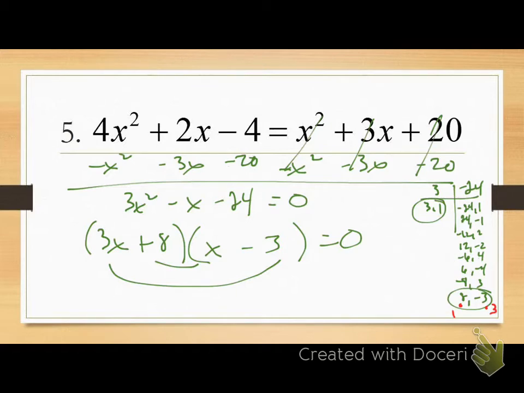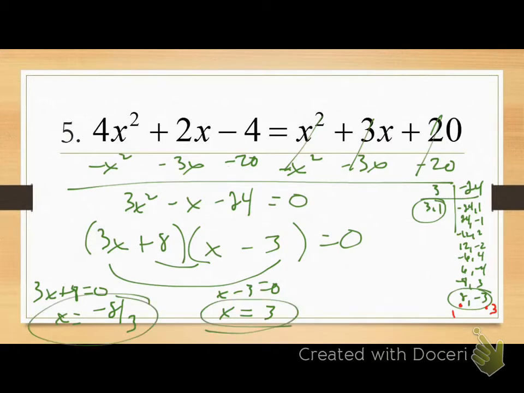Now, our zero product property says that one of these factors has to be equal to 0. So we set them equal to 0 and go solve. Subtract 8, divide by 3. Should get us negative 8/3 and 3 as our two solutions. Okay, so not a lot more complicated. Just, again, make sure that the equation is equal to 0. And then factor and set your factors equal to 0. Okay?